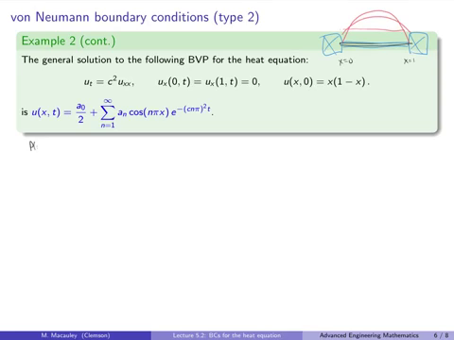So let's plug in t equals 0. If we do this, we get that u of x 0. Let's think about what happens. This exponential function just goes away, turns into 1, and we are left with a Fourier series involving cosines. So a naught over 2 plus n equals 1 to infinity of an cosine of n pi x, and we have to set that equal to this function x times 1 minus x.